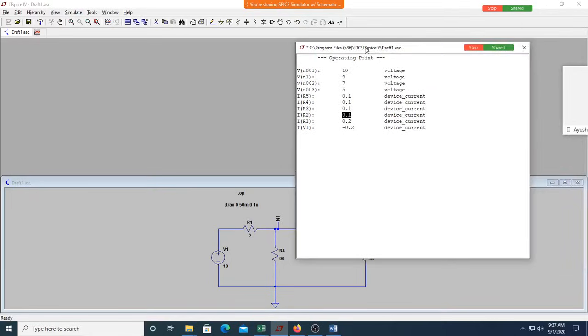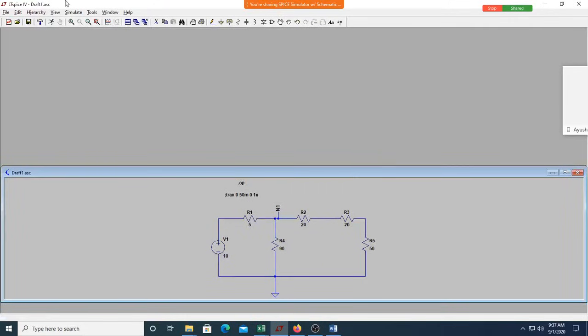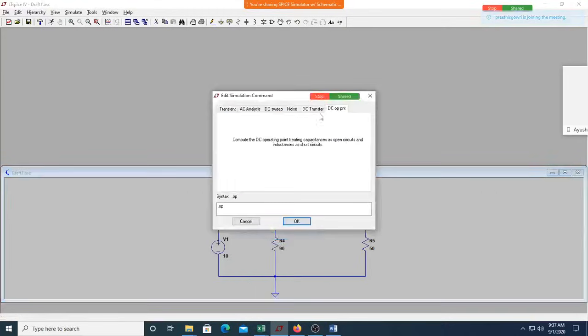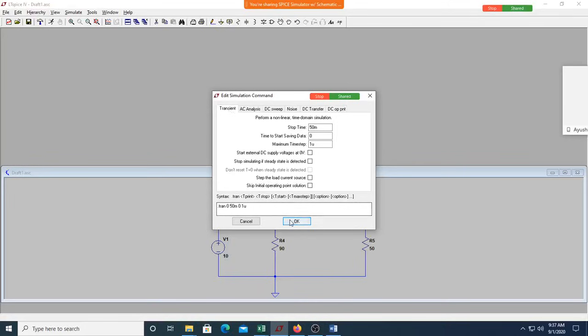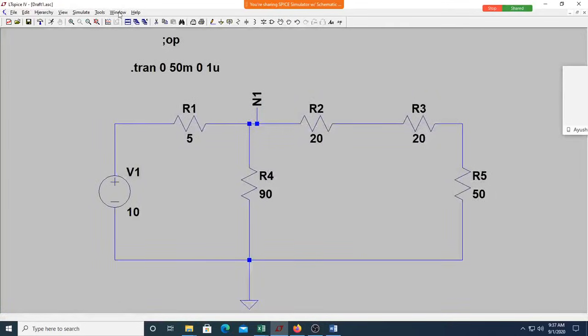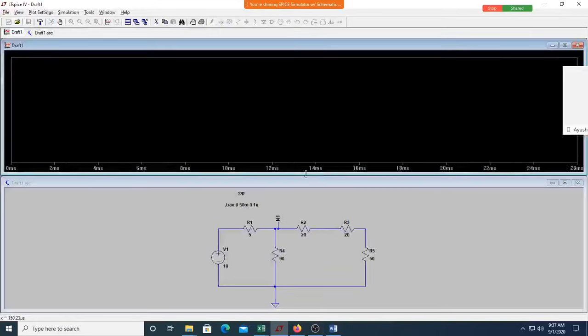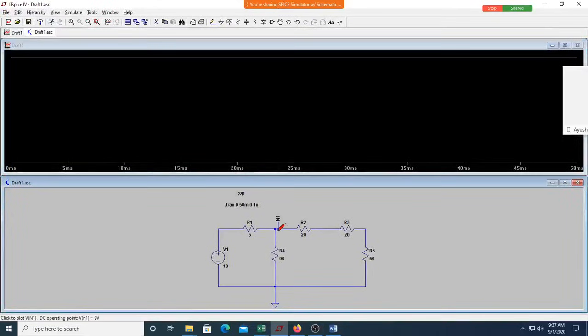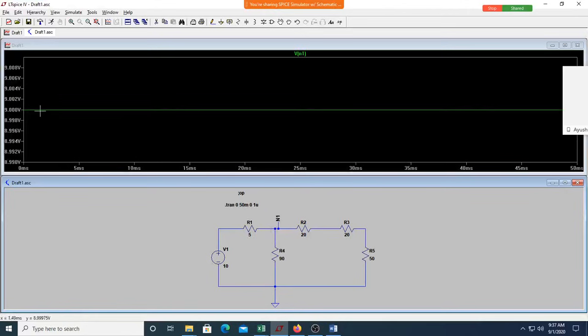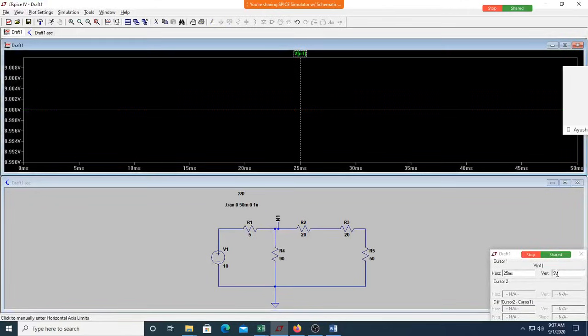How do we verify the same using LTspice? What I can do is I can do dot tran. I'll select this, done. Now let me measure the voltages across the resistor. What is this voltage? 9. Is it 9? Yes, sir. So what is this voltage, from here to here?